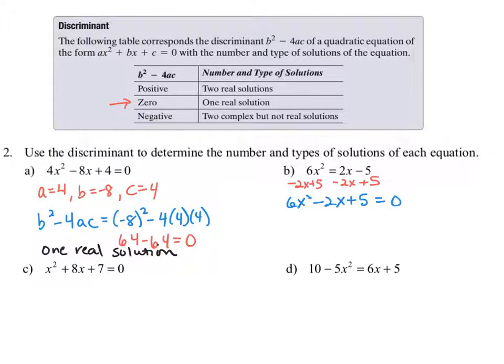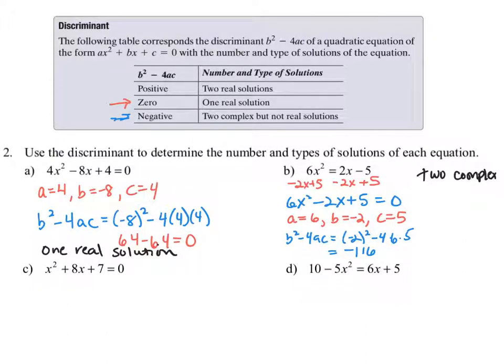Now we can identify the value of a, b, and c. a is equal to 6, b is equal to negative 2, and c is equal to 5. So the discriminant, b squared minus 4ac, is a negative 2 quantity squared minus 4 times 6 times 5. That is going to be negative 116. Since the discriminant is negative, we know that we have two complex but not real solutions. So we'll have imaginary numbers in our solutions.